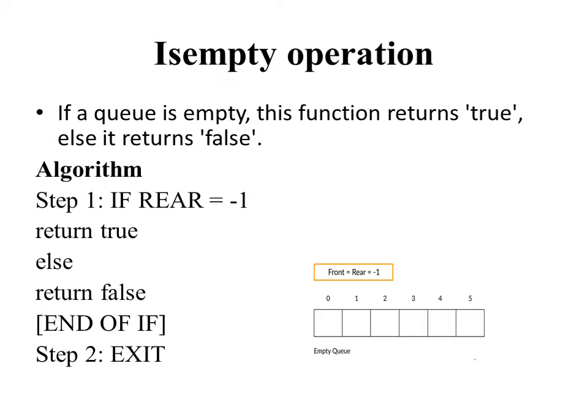Is empty operation. If queue is empty, this function returns true, else it returns false. So how to check queue is empty or not? Algorithm is if rear is equal to -1. If this condition is true, then queue is empty. Otherwise, queue is not empty. So see here, this is empty queue and our front and rear is equal to -1.